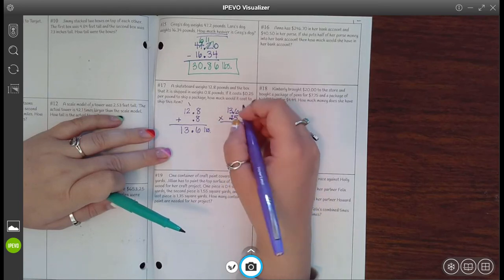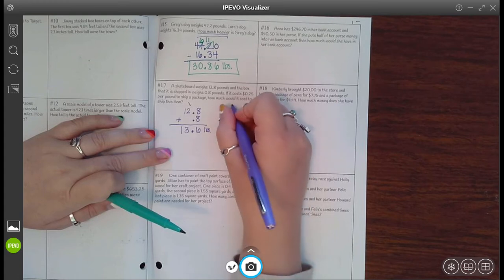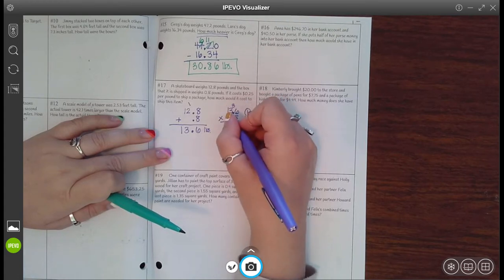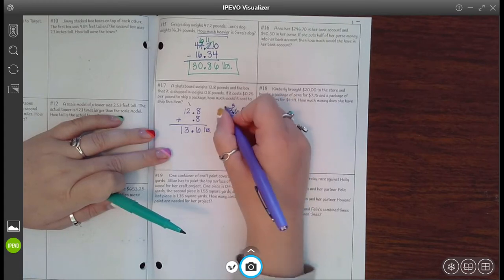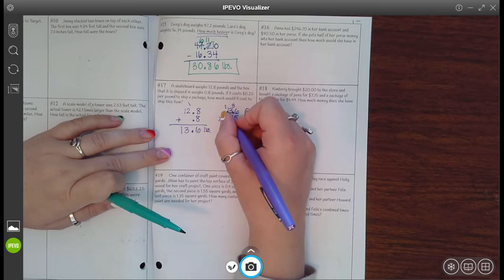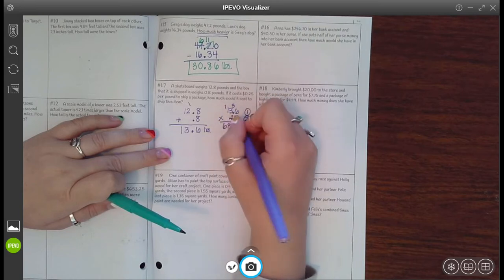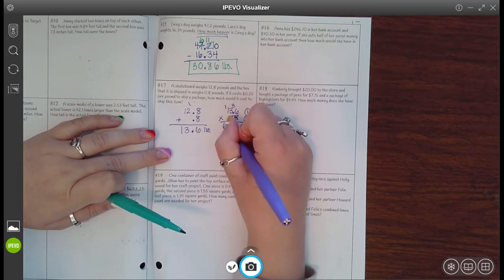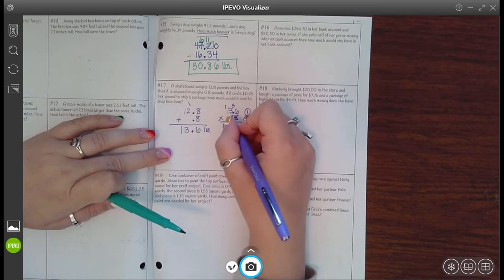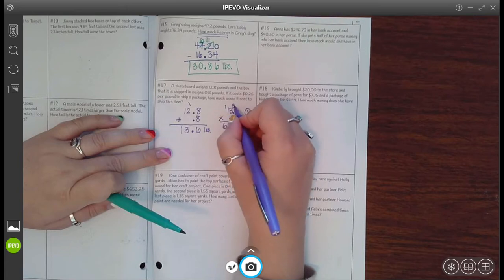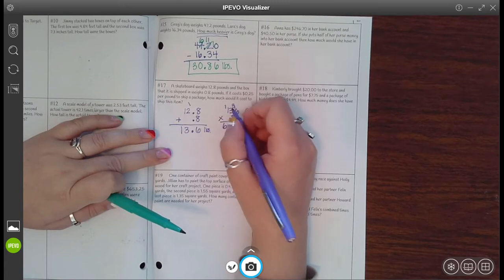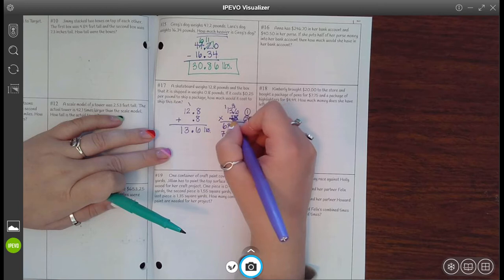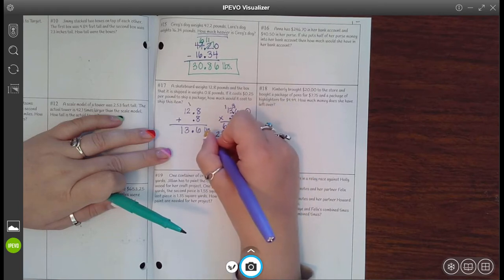So let's go ahead and do it. 5 times 6 is 30. 5 times 3 is 15, plus 3 is 18. 5 times 1 is 5, plus 1 is 6. The 5 is all used up. Let's move on to the 2 in the tens place. So put a 0 placement holder. 2 times 6 is 12. 2 times 3 is 6, plus 1 is 7. And 2 times 1 is 2.